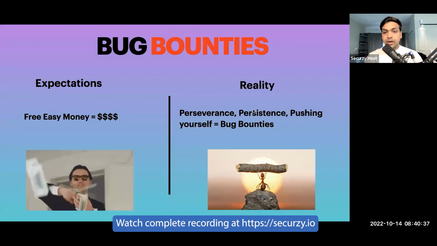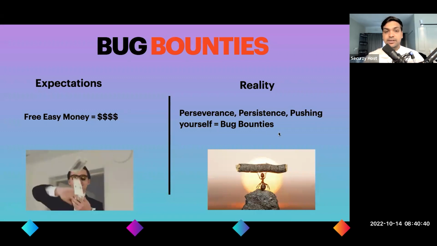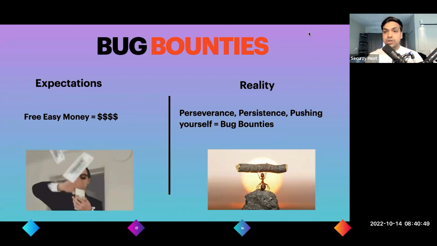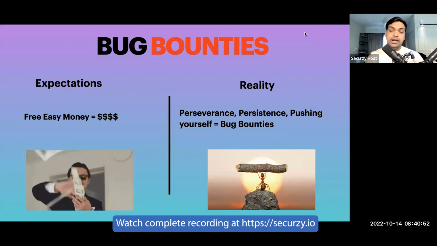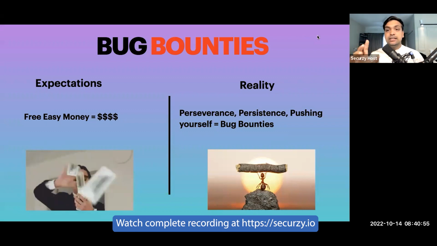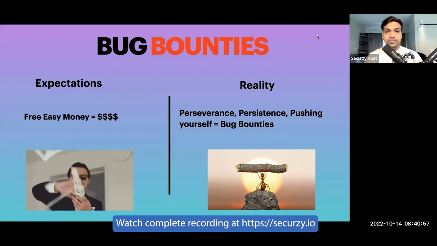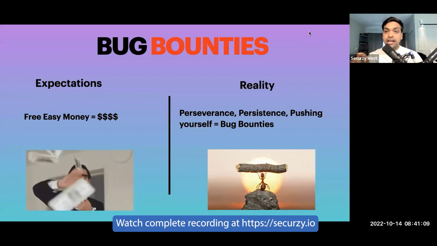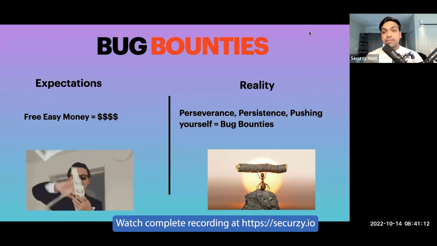But do we know the reality? What actually is being invested to identify that vulnerability? It's perseverance, persistence, and pushing yourself to identify that specific valid bug, which was missed by the internal security team or other hunters. So if you ever see a post which says, I was able to identify a vulnerability on a very big program or a very old program in 5 minutes or 10 minutes, think about the amount of time, effort, and energy that was put in by the researcher in getting that specific bug in 5 minutes.